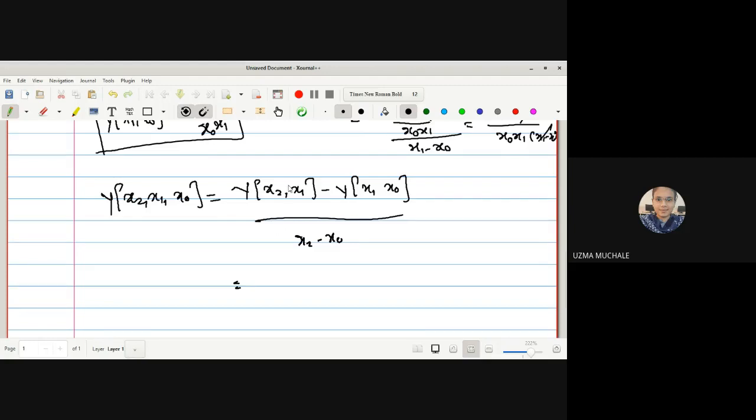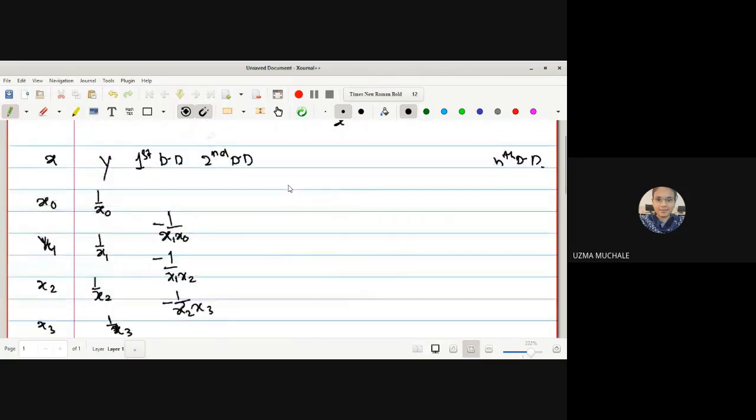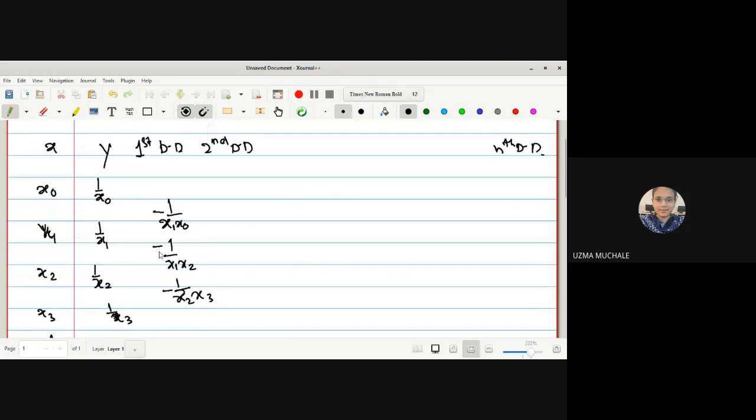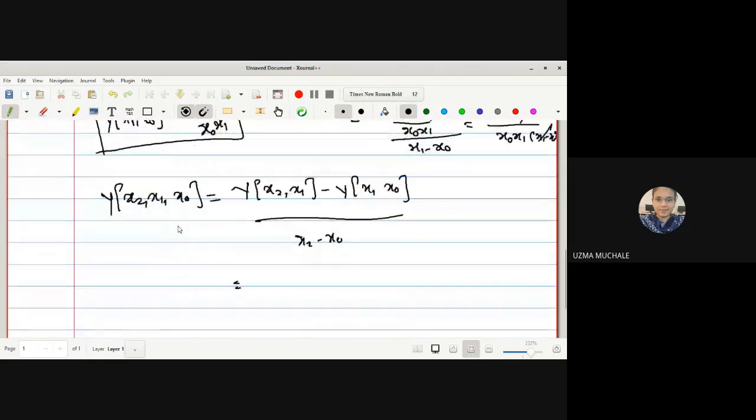Okay, what are the values of y of x2, x1 and x1, x0? So we have to find out the difference of these two. Minus of 1 upon x1, x2, minus minus becomes plus 1 upon x1, x0. Minus of 1 upon x2, x1, minus minus becomes plus, it is x1, x0 divided by x2 minus x0. So which is equal to, now LCM, what will be the resultant?